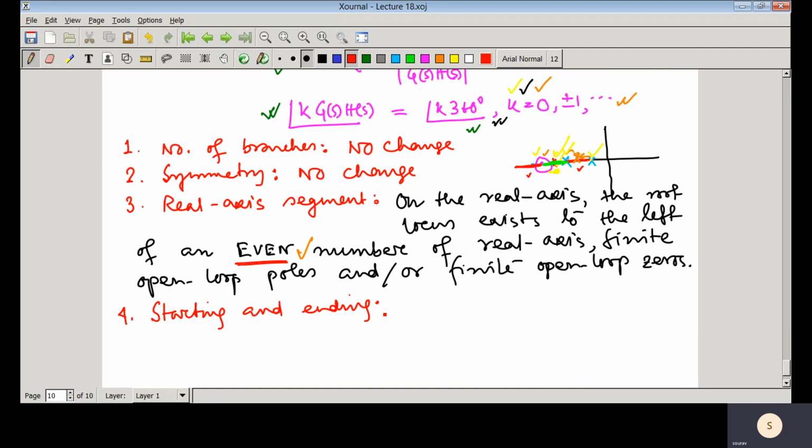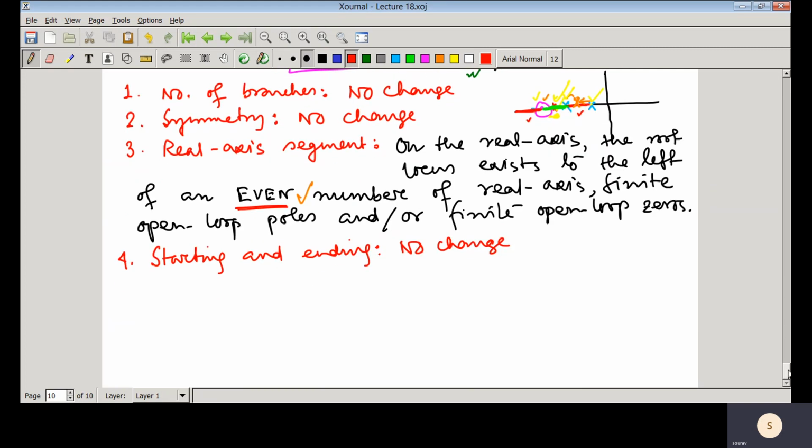So there will be no change. That means that root locus starts at the open loop poles and it ends up at open loop zeros. So there is no change, and there would be a change in the calculation of centroid and the angle of asymptotes. So basically for finding centroid there is no change.